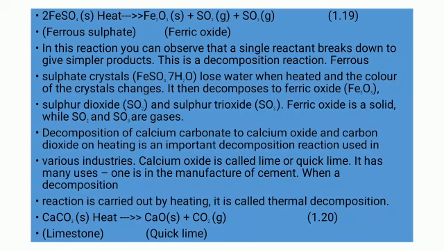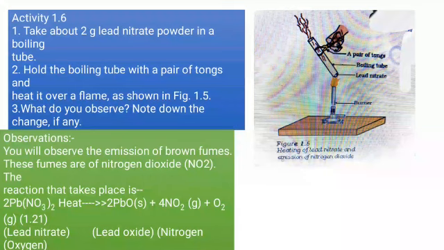Another example is calcium carbonate. When you heat calcium carbonate, it breaks up into calcium oxide plus CO2. Third example of thermal decomposition is when we heat lead nitrate powder in a boiling tube. We observe brown fumes. These fumes are of nitrogen dioxide. The reaction is 2Pb(NO3)2 plus heat gives 2PbO plus 4NO2 plus O2.